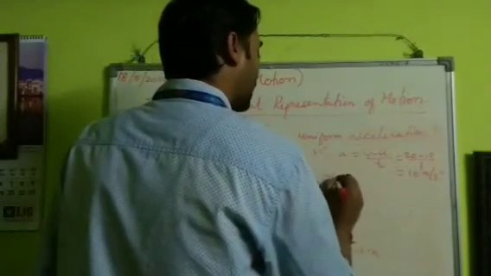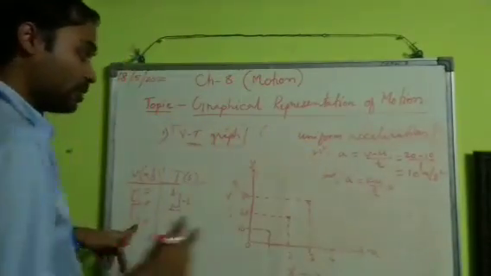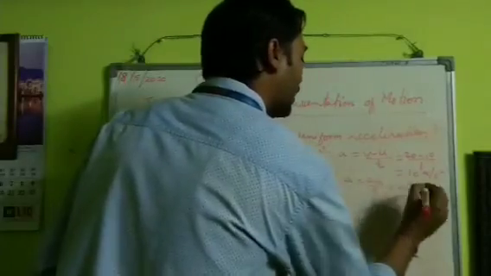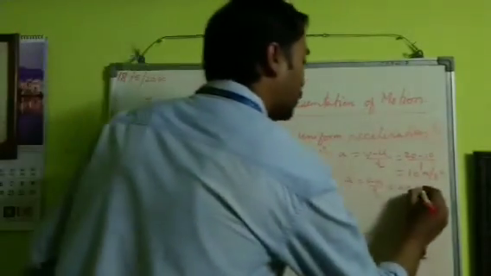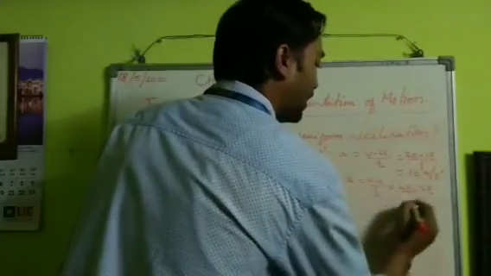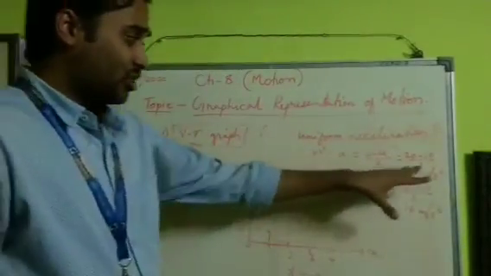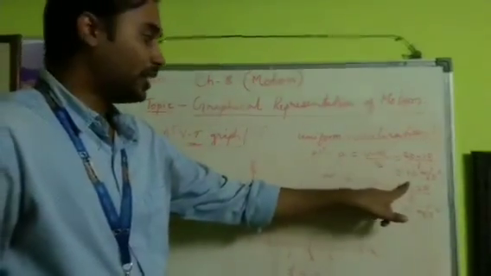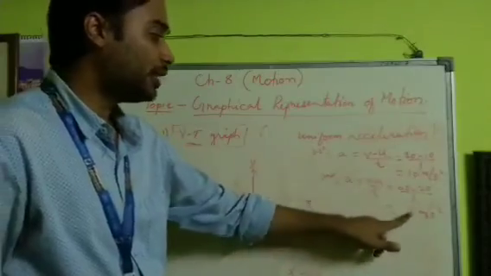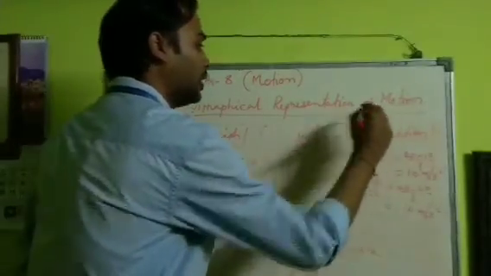Now for the second case you can write a equals again v minus u by t, and for the second case what is the final velocity? 30, and what is the initial velocity? It is 20. The time interval is again 1. So 30 minus 20 is again 10. So this is 10 meter per second square. So we see that the acceleration is coming the same, that is 10 meter per second square here also and 10 meter per second square here also. Therefore it is called uniform acceleration.